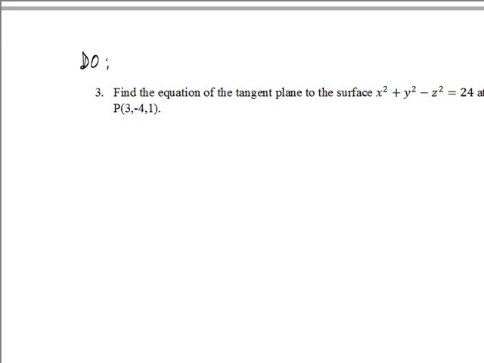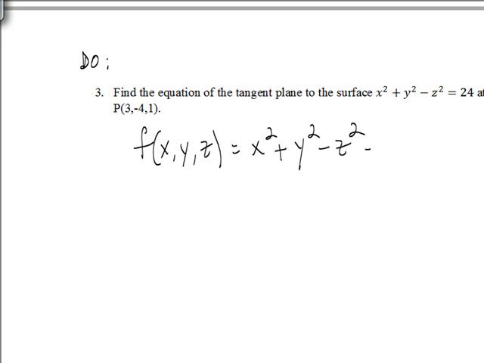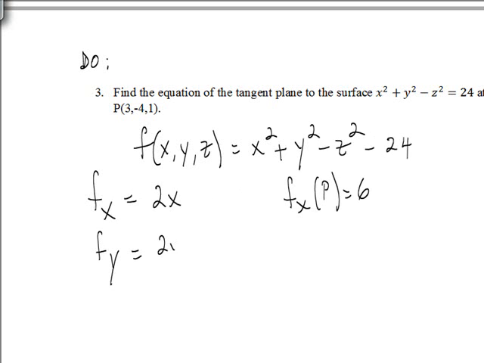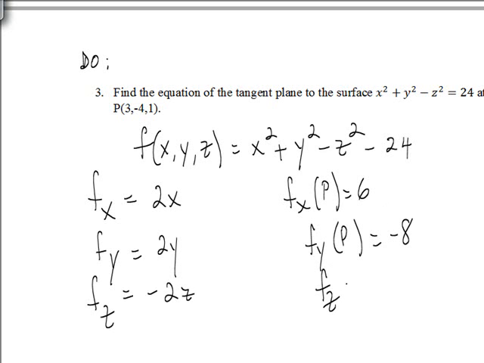Okay, let's go over that. So f of x, y, z is x squared plus y squared minus z squared minus 24. Partial with respect to x is 2x, at the point P it's 6. Partial with respect to y is 2y, at the point P is minus 8. Partial with respect to z is minus 2z, at the point P it's minus 2.